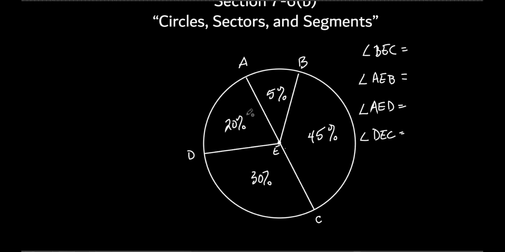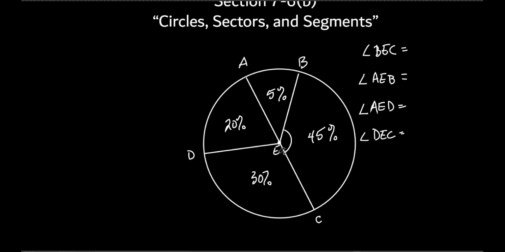Let me ask you this. What if I started here and I went all the way around to here? How many degrees is that? 360 degrees, that's right. Everybody with me on that? So this angle right here is what percentage of 360? 45%. Everybody see it?